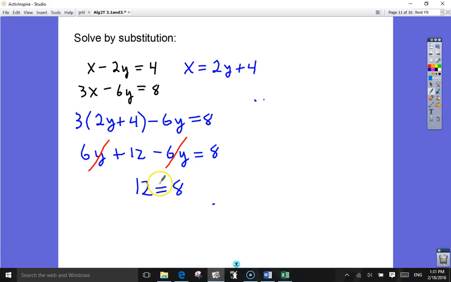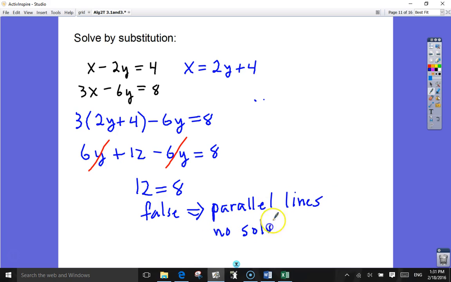Since this is false, therefore parallel lines, no solution. You know, if you're solving this on a test and you get down to this point here, you've done everything correct. Make sure you say what does that mean? Don't just walk away from it. You could say parallel lines or no solution, but don't just leave it.